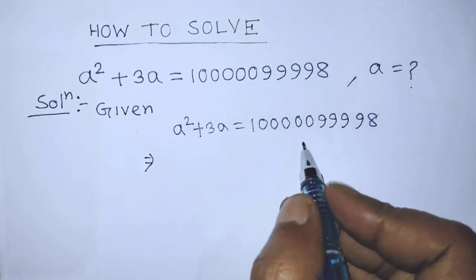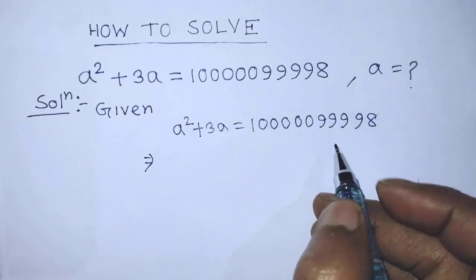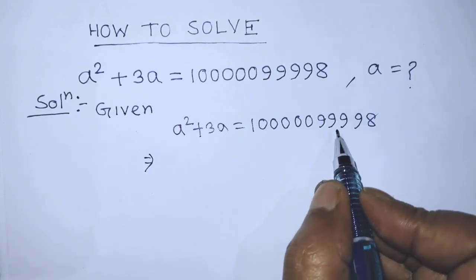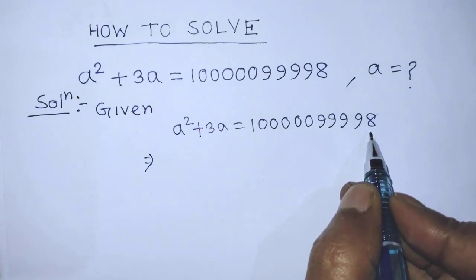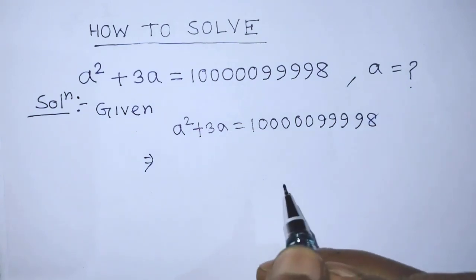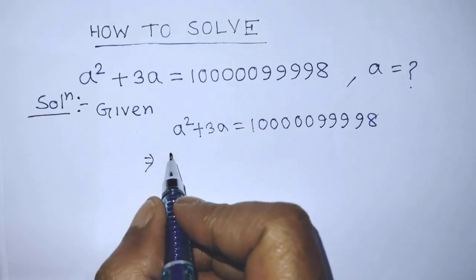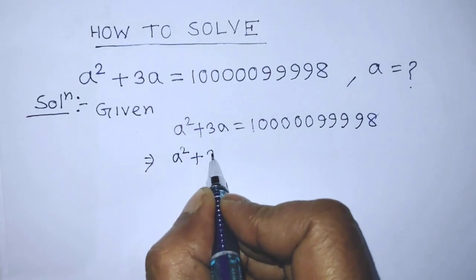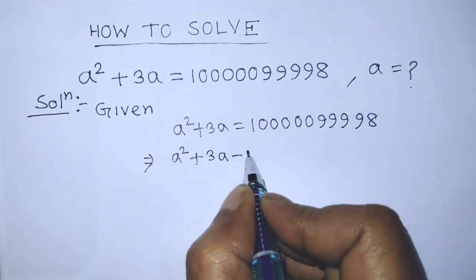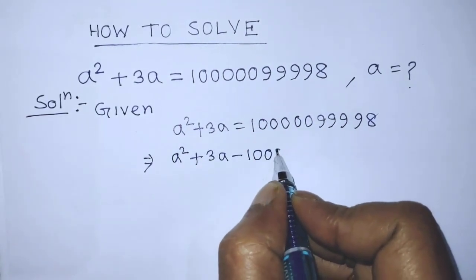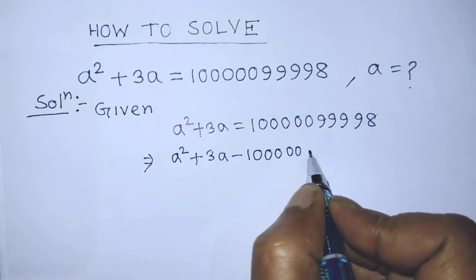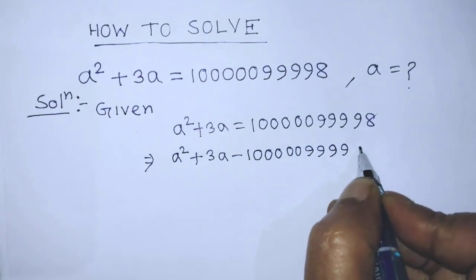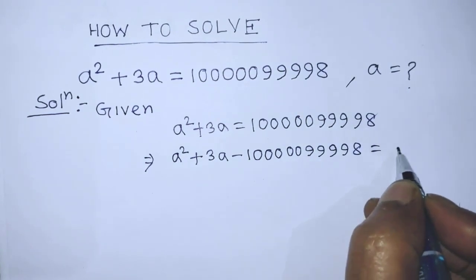To find the value of a from this equation, first of all we have to transpose 1000 crore 99,998 from the right hand side to the left hand side. Then the left hand side becomes a square plus 3a minus 1000 crore 99,998 is equal to 0.